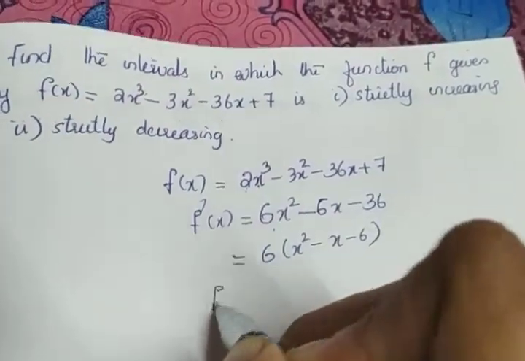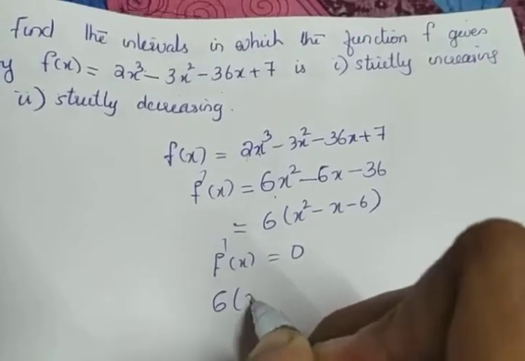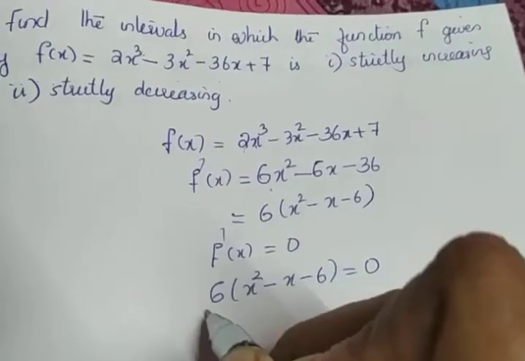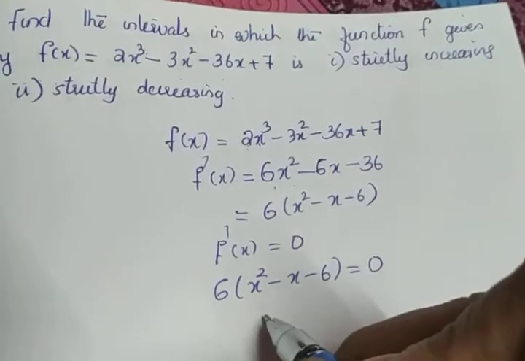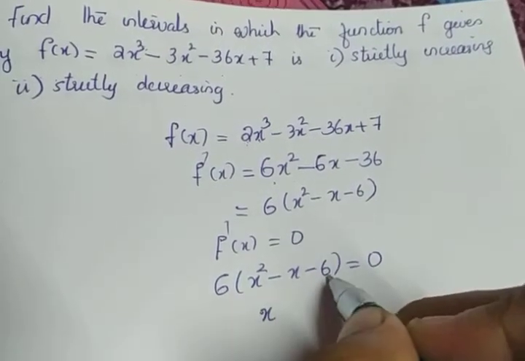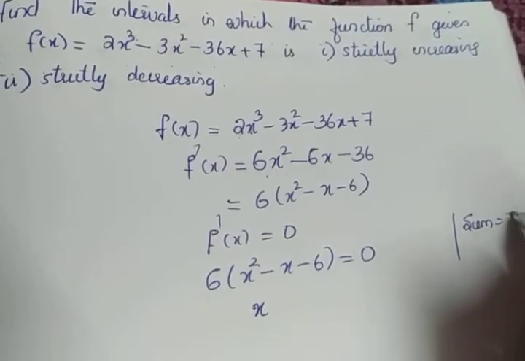What is the next step? Equate f dash x to 0. So we are getting 6 into x square minus x minus 6 equal to 0. 6 will not be taking the value 0. That means x square minus x minus 6 equal to 0. Actually, it is a quadratic polynomial, so we have to find two terms so that the sum is minus 1 and the product is minus 6.